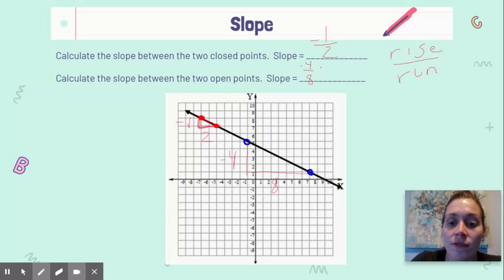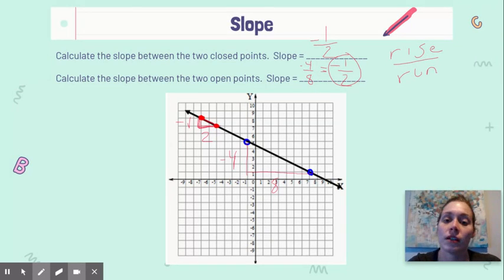If you can simplify your slope, we always want to do that. We can say 4 and 8 are both divisible by 4. So 4 divided by 4 is 1. 8 divided by 4 is 2. So now we have simplified our slope to -1/2.